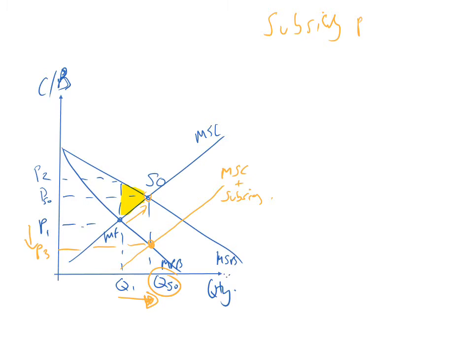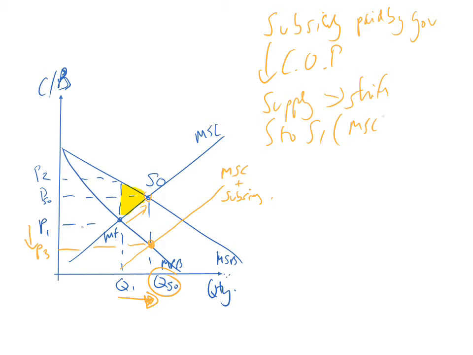So the subsidy is paid for by the government to businesses. This lowers the cost of production, which allows supply to shift right, S to S1 or MSC to MSC plus subsidy. This reduces the price to P3, which equals an increase in quantity to QSO, and then we've solved the market failure as we've increased the consumption. So this is one way to incorporate a positive externality.